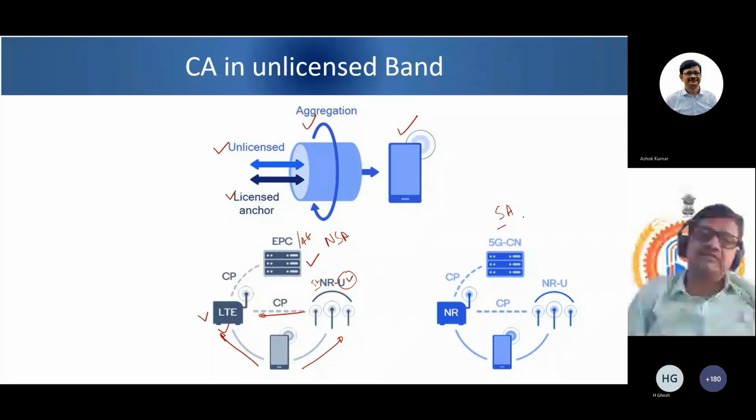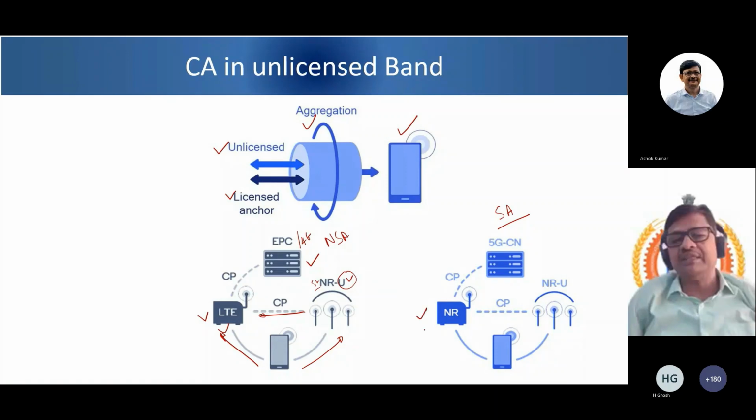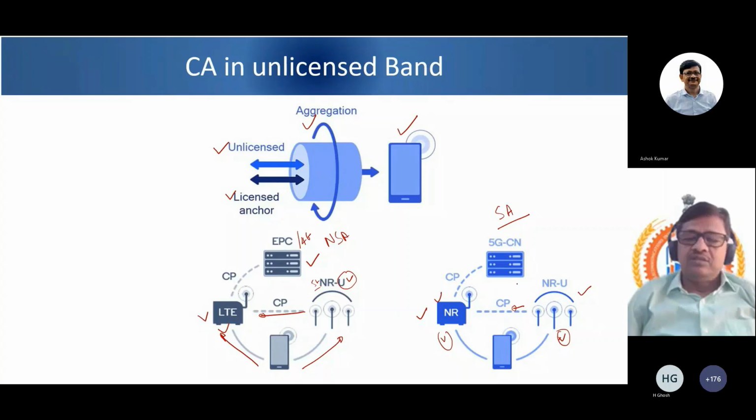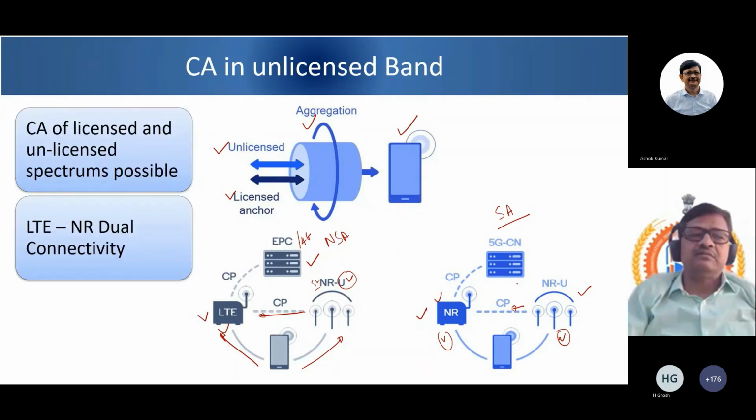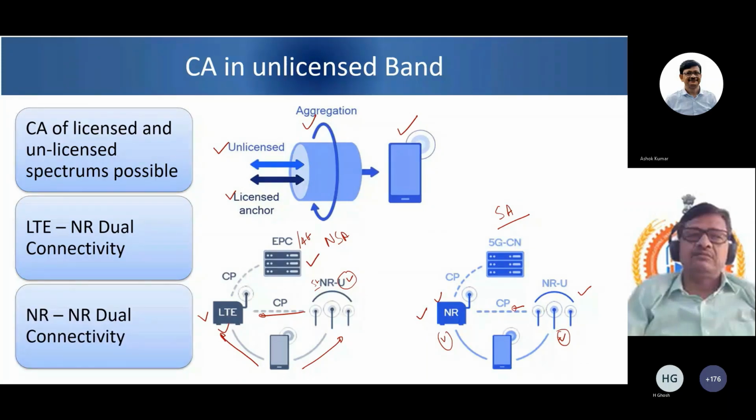Even in an SA environment, you can have this carrier aggregation, that you have a normal new radio on a licensed spectrum. You have a new radio in unlicensed, and your device can connect to both this and this and have more capacity. In this case, this particular base station works as a master radio, and all the control signaling flows through this, and data can be flowing directly also. So this is the concept of unlicensed band. So dual connectivity with LTE-NR or NR-NR would be possible.